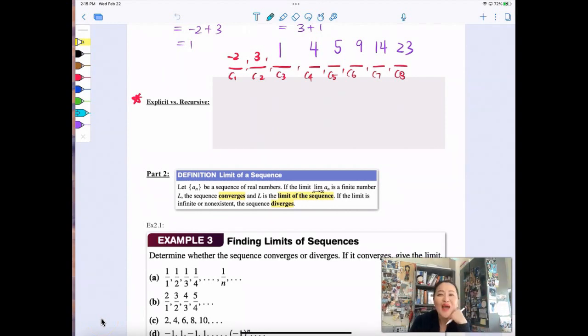Hi! What did you write for your explicit and recursive definition? I'm kind of curious, but I know it's pretty good, okay? I trust you that it's really good and really strong and something that you will remember, okay? The difference between the two formulas, okay?